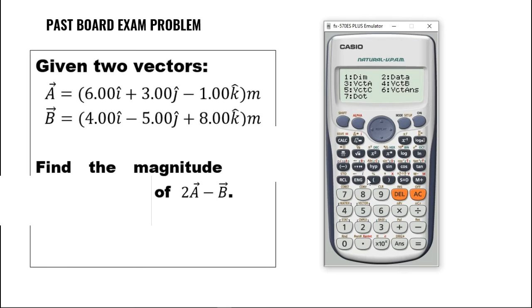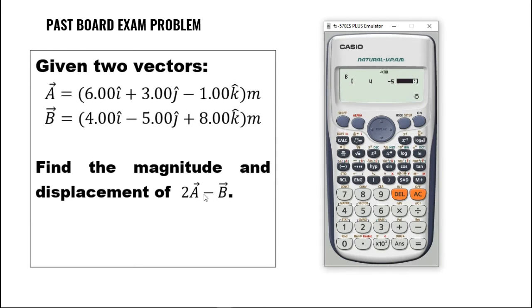So we have here data. Data, we have here vector B. Input the other vector. So, it is also 3-dimensional. So, we have here 3, and you have here 4, negative 5, and 8. So, you perform this method.